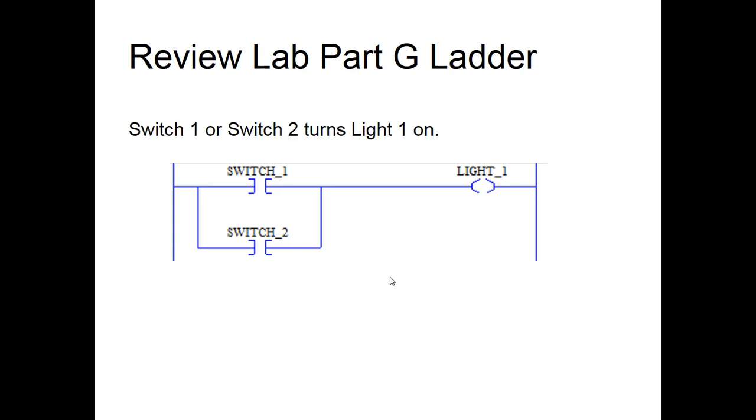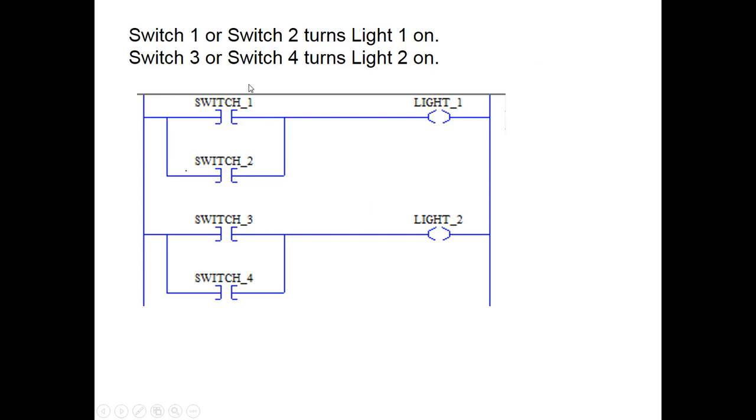Part G of the lab, I wanted to go real quick. Switch one or two turns light on, so there's switch one or two, either one of these will give you a path to turn on the light. And then we added three or four to turn on a light. So there's the first rung. Now we got a three or a four. So one or two on light one, three or four on light two, two OR circuits.